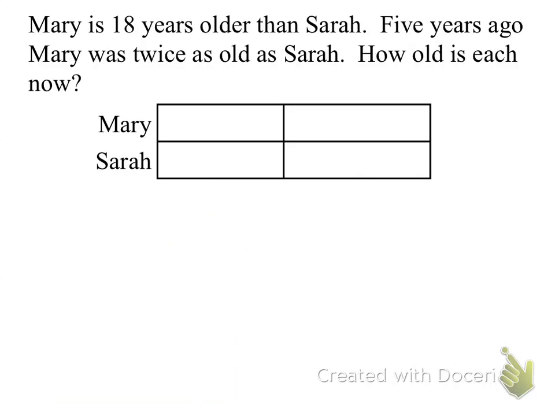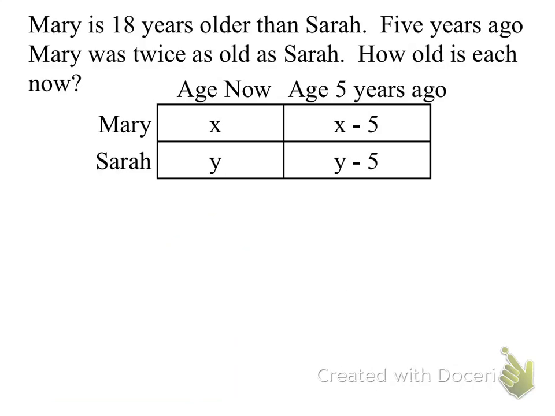So let's call Mary our X, and let's call Sarah our Y. Now, how am I going to call Mary's age 5 years ago? X minus 5. And what's Sarah's age 5 years ago? Y minus 5. Good. Now, the hardest part about these kind of problems with the box is that kids forget how to set this part up. So you should be really writing all of that. They get the box and then they forget how to set it up. So make sure you're labeling all parts of the box.